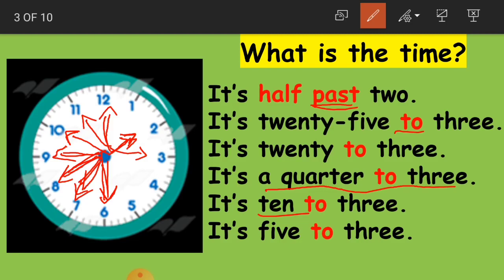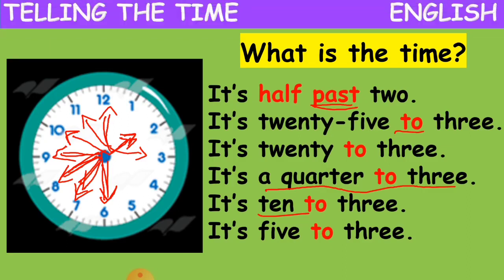So, this is how you can tell the time, children. You can also say 2:45, 2:40 or 2:15. That is one way. This is another way, because we want to improve our vocabulary skills. So, I am giving you these types of sentences which you can use to show some improvement in your vocabulary. Clear, children? So, this is how you will tell the time.